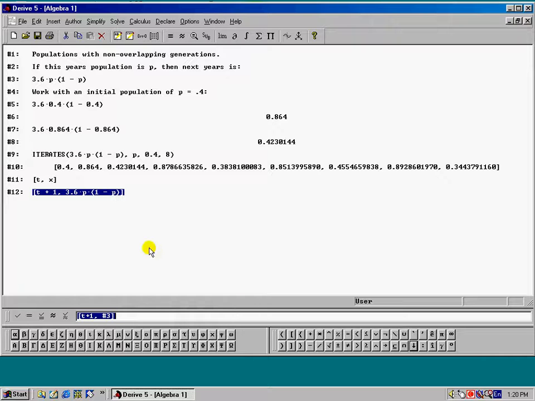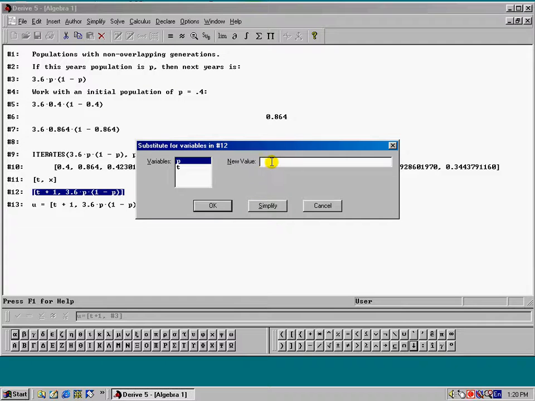We could call this entire object here u. Let's write u equal to this. And then t is the first coordinate of u, and p is the second coordinate of u. So in here it will be good to substitute for p. We put the second coordinate of u, u sub 2. For t, we put the first coordinate, u sub 1.